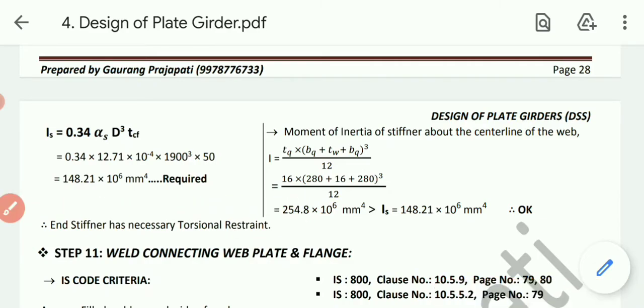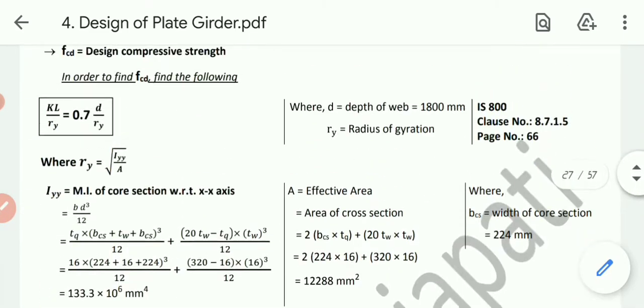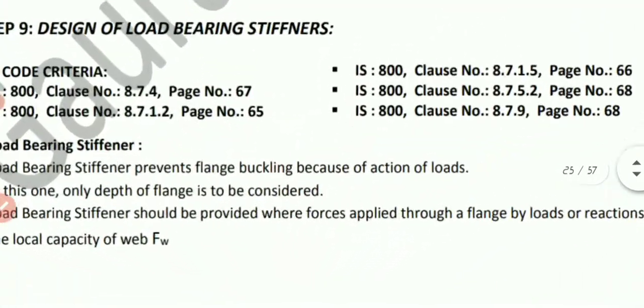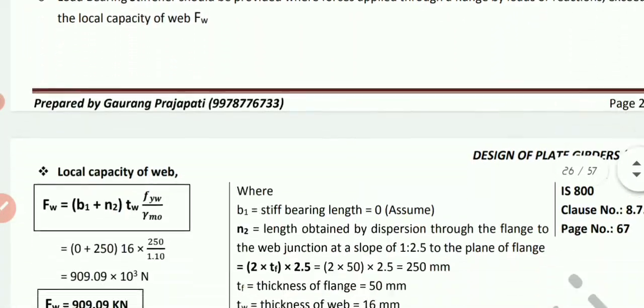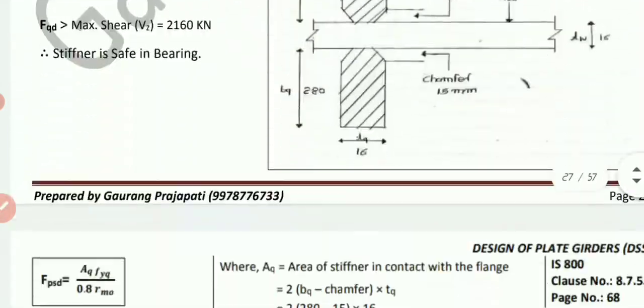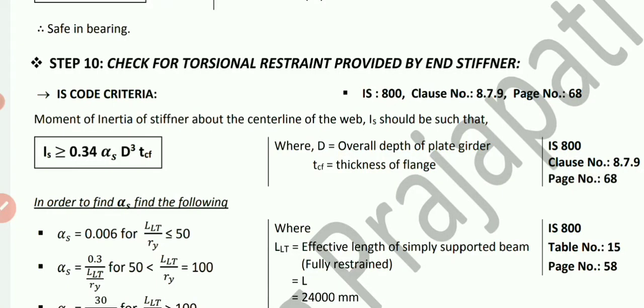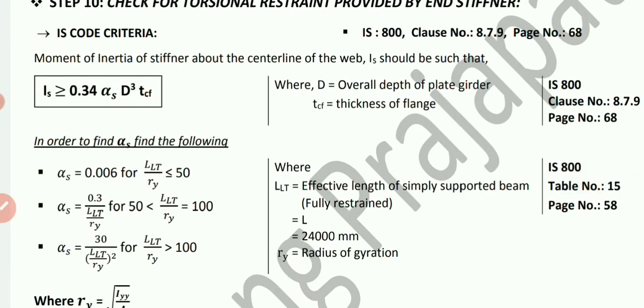Okay, so guys, whenever you are asked to design end bearing stiffener, you need to do step number 9, that is design of end load bearing stiffener, and check of this one, that is step number 10, check for the torsional restraint provided by the end stiffener. Okay, these two steps individually have been asked in the 7 marks question 2 to 3 times in the GTU examination. Okay, now I will cover the remaining steps in the next video.